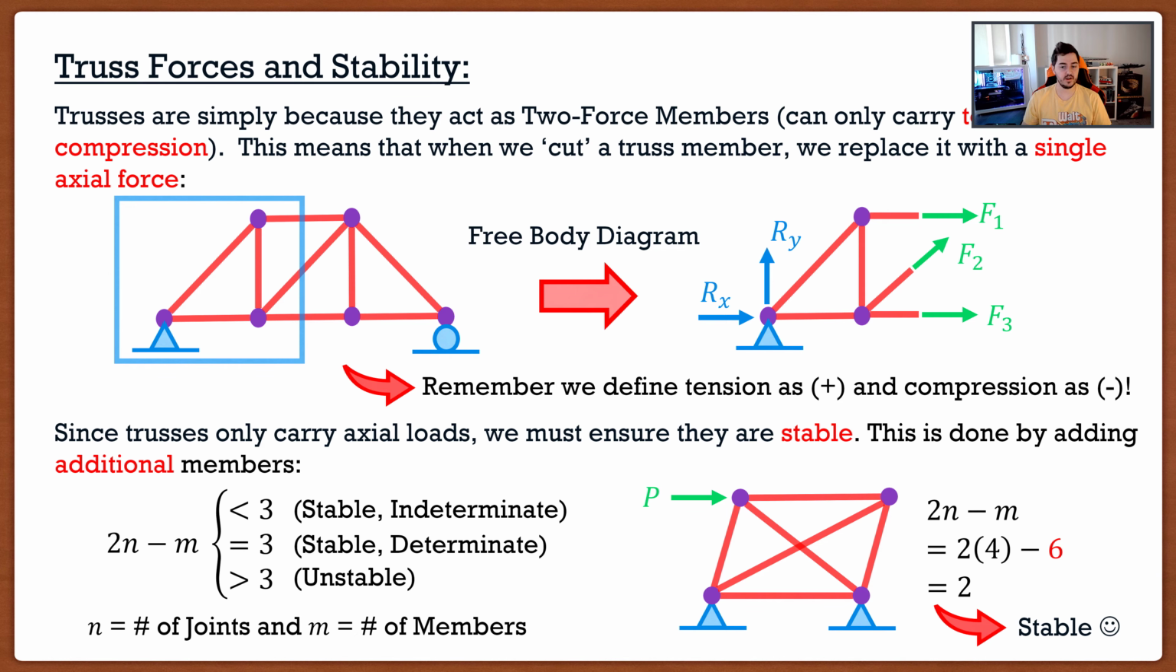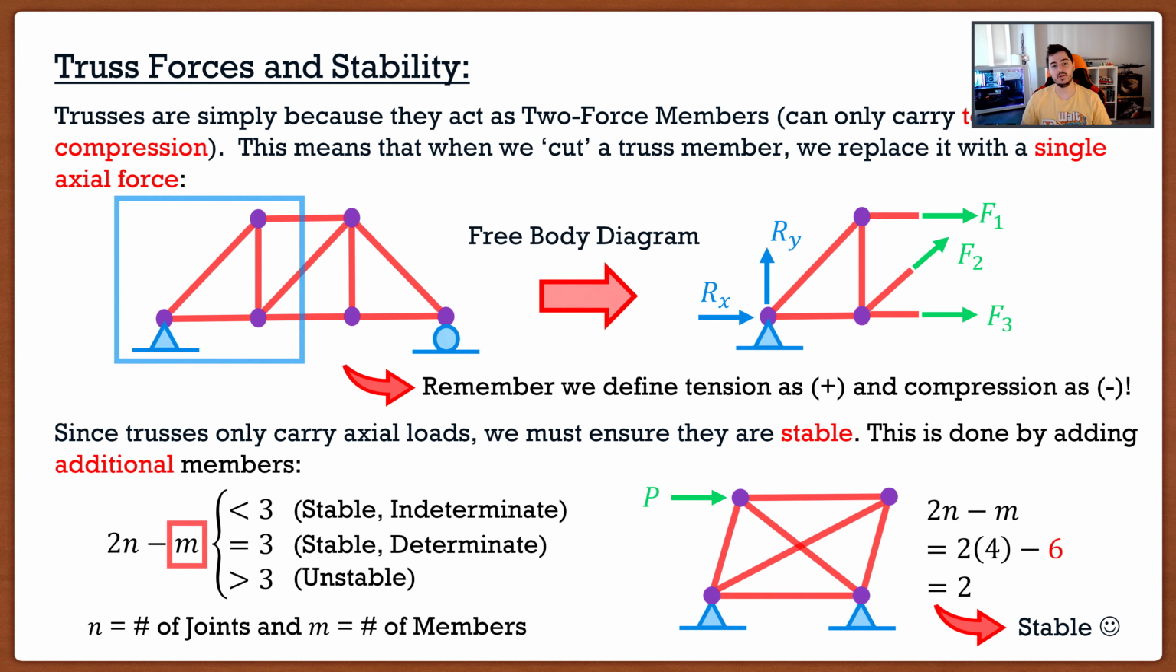Now you guys are saying, all right, Clayton, what about real life? Well, in real life, we like to have indeterminate things because indeterminate is basically backup to me. If one of my members fails, take it away, we still have a stable truss. Now, if I had a stable but determinate truss and one of the members failed, then I go into that unstable category. So I like to have indeterminate trusses because it provides us some sort of backup in case things go wrong. So that is the concept of stability.